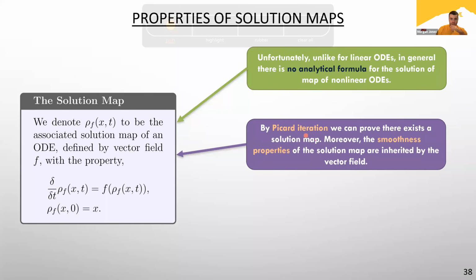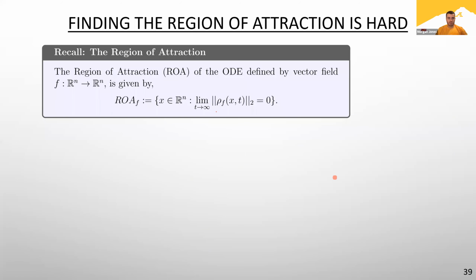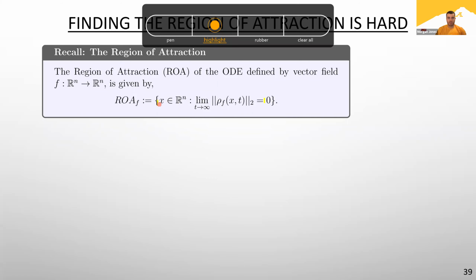But we do know the solution map exists by a technique called Picard iteration. And also, from this technique, we can prove several smoothness properties of solution maps. And it turns out that a solution map is as smooth as the vector field f it is associated with, as a rule of thumb. Also, for any initial condition, we can approximately simulate the trajectory using MATLAB or any other ODE solver. So let's recall the definition of the region of attraction of all initial points that converge to the origin.